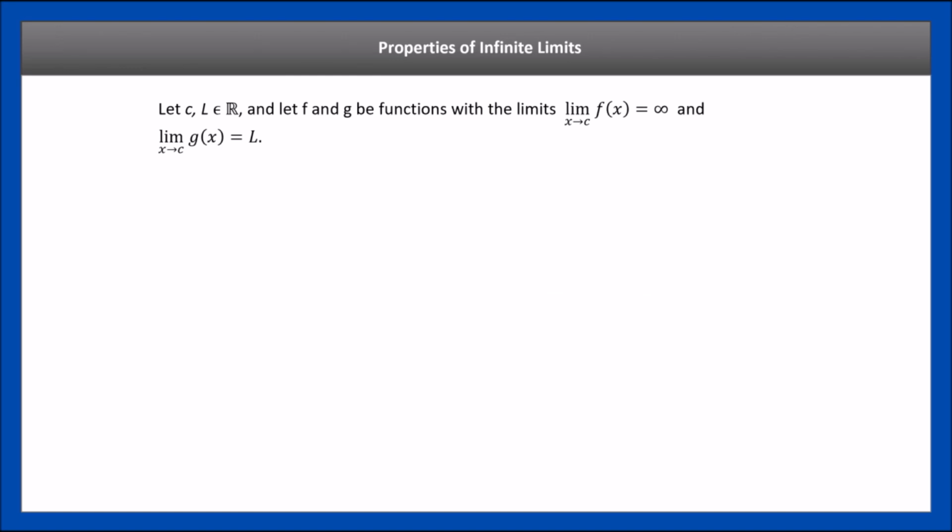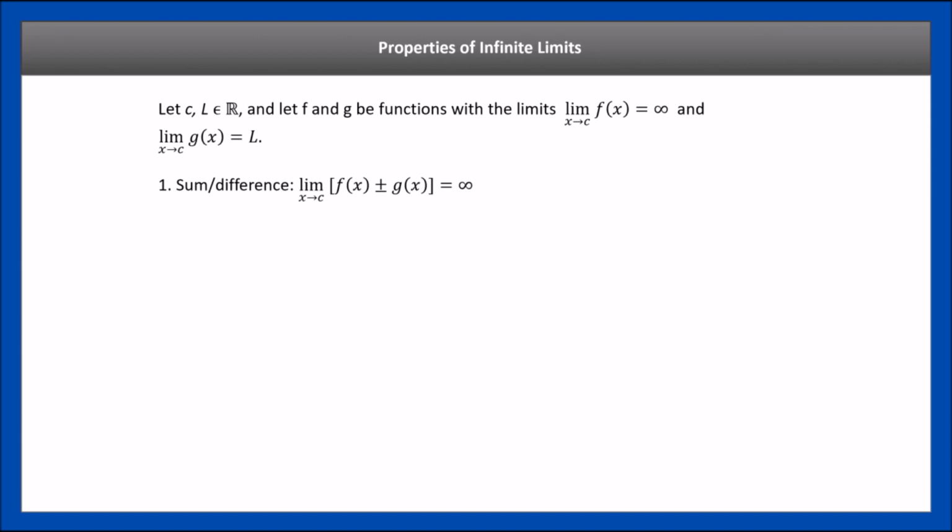Pretty simple. Now let's look at some properties. So suppose c and L are real numbers, so they're elements of the set of real numbers, and let f and g be functions with the following limits. The limit of f of x as x approaches c is infinity, and the limit of g of x as x approaches c is a number L. So suppose we have that. Well then, if I were to take the sum or difference, so if I were to add those functions or subtract those functions, and I take the limit as x approaches c, I'm going to get infinity.